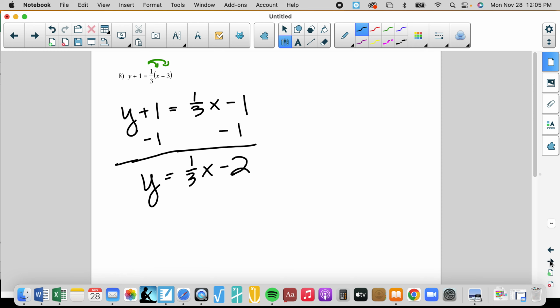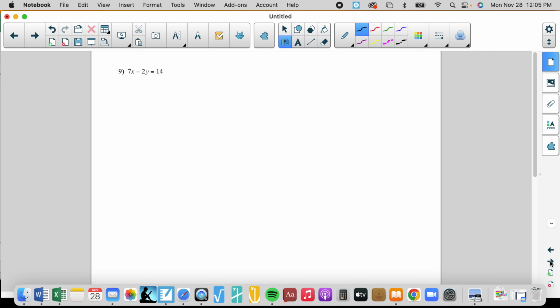And then this, number 9, is in standard form, and that is ax plus by equals c. That's called standard form. And we've used the word standard before, but these are standard linear equations. So it's standard for linear. All right. Our objective is still to get y by itself, so we will subtract 7x.